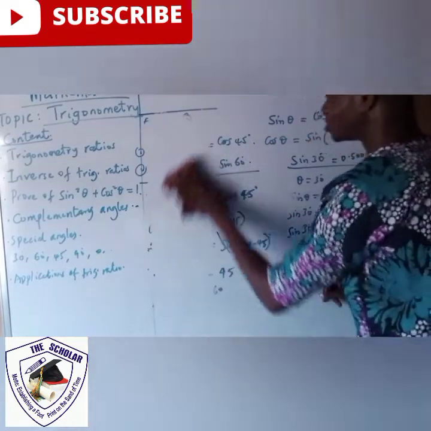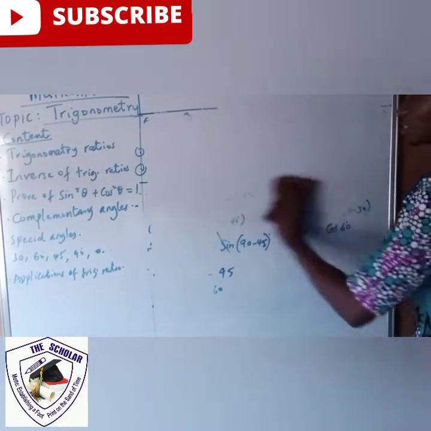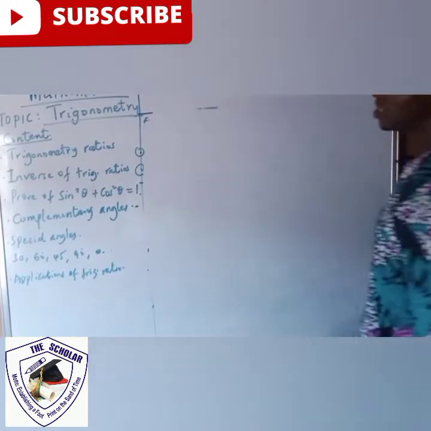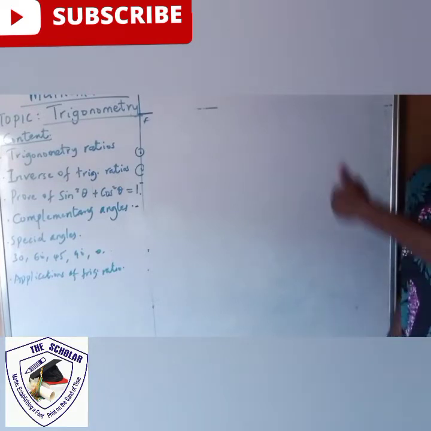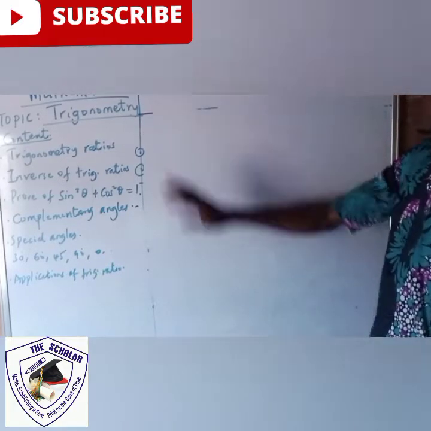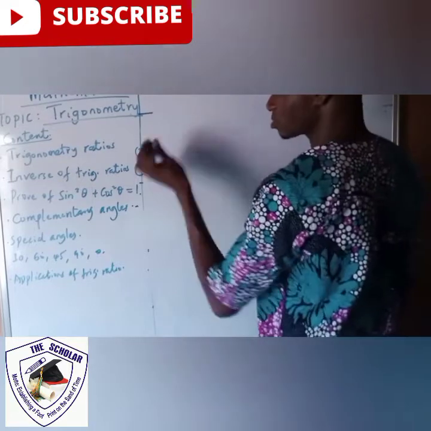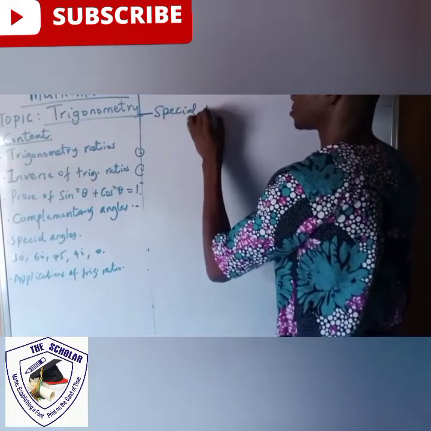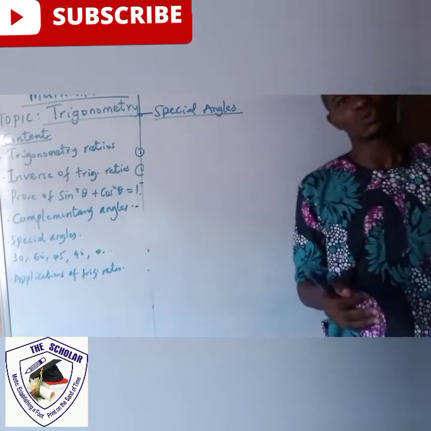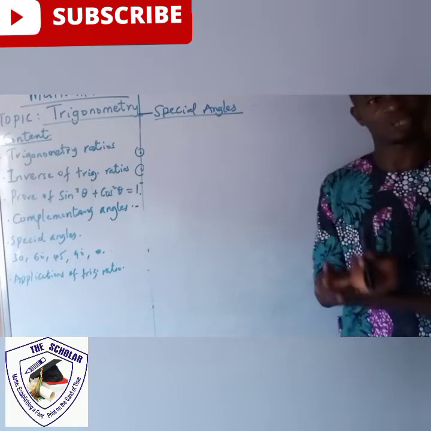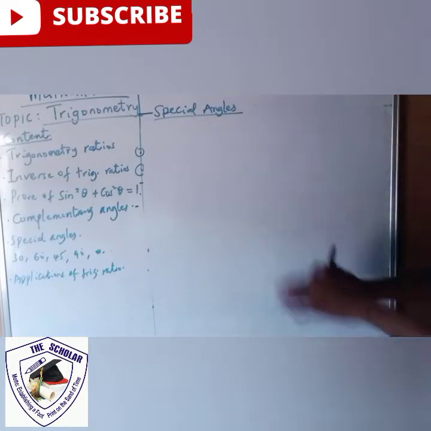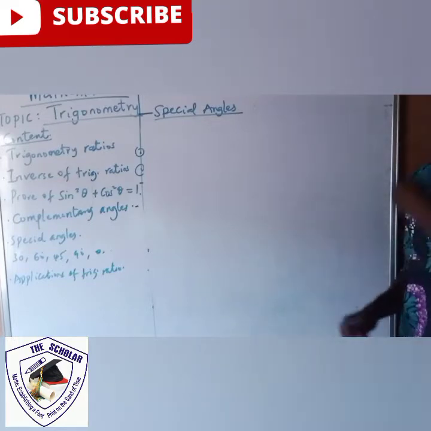Special angles. For special angles, we are talking about 0 degrees, 30 degrees, 45 degrees, 90 degrees. By extension, we can take it to 120, 150, 180, and so on, but we want to stick to the major ones. We call them special angles because without your calculator or your four-figure table, you can know all these angles. You don't need a calculator or a table. You can just factor them out by mere practice.